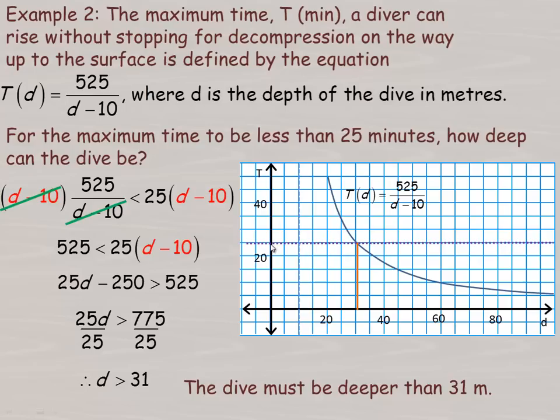And so if there's the 25 minutes, the question says for the maximum time to be less than 25, and so less than 25 means we're in this range right here, below the dotted purple line there. So the times are less than 25 minutes, and so the depth would have to be greater than 31 because we're down here. Of course, the further we go to the right here, the deeper they get.